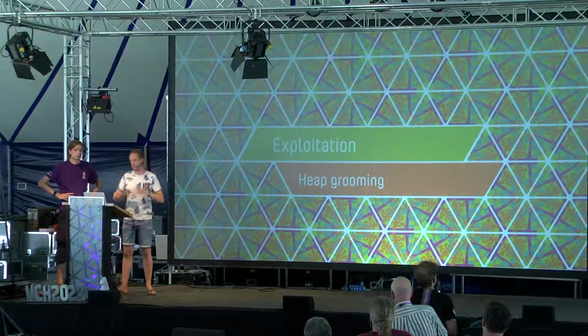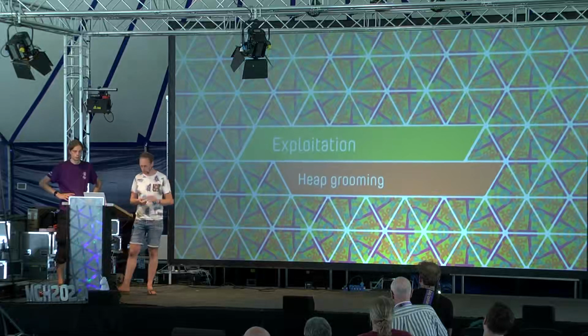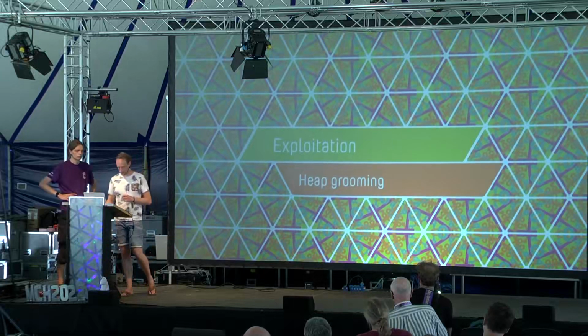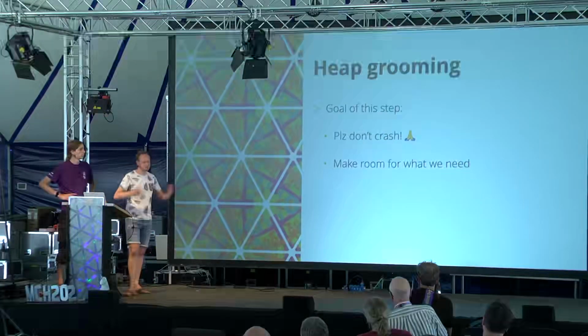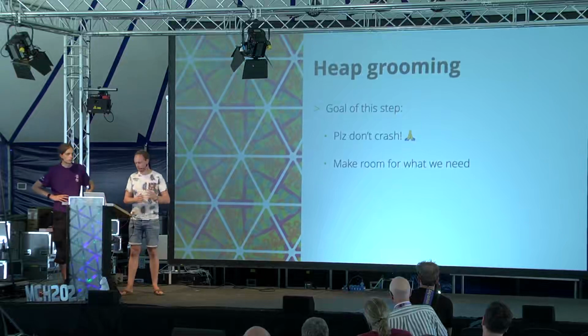Then you need to hijack the control flow. You want to determine which function the application calls, and then you build what we call a ROP chain to actually execute code of your own. But let's start with the first one, the heap grooming part. So the goal of this step is to make sure the application doesn't crash, and make room for what we need.